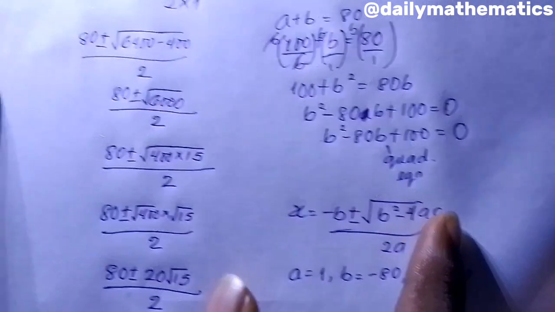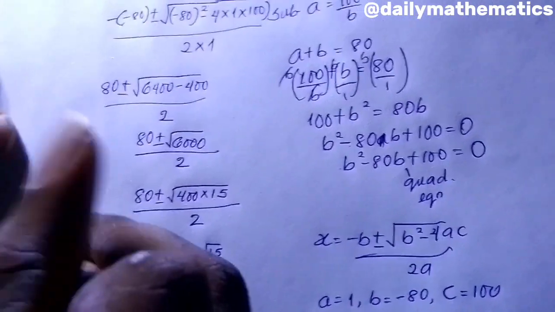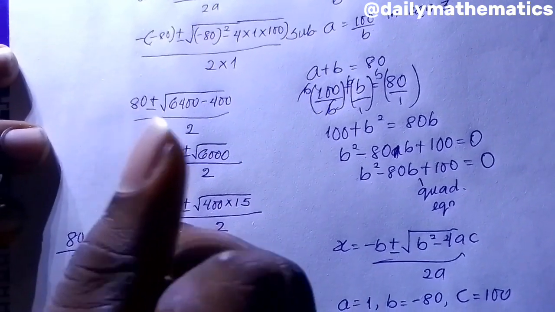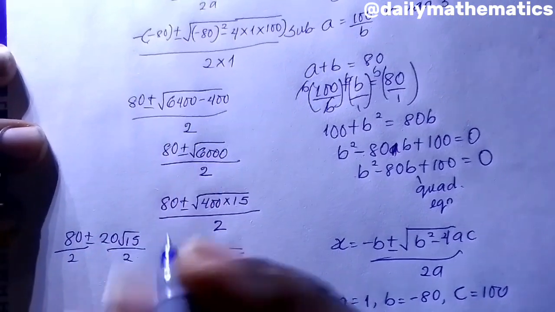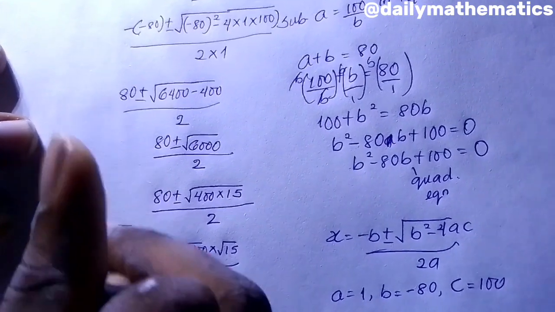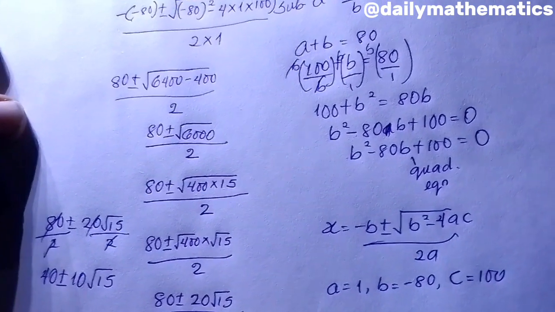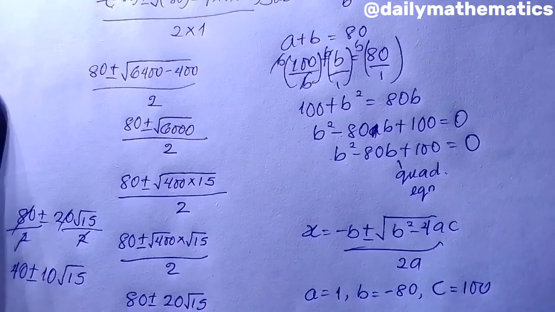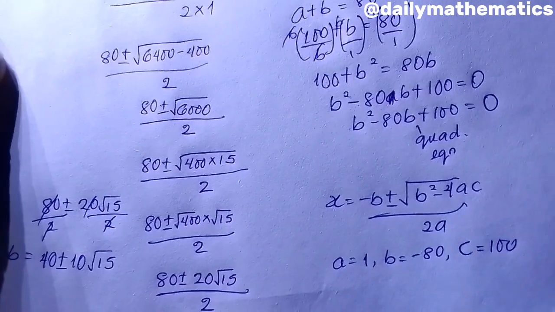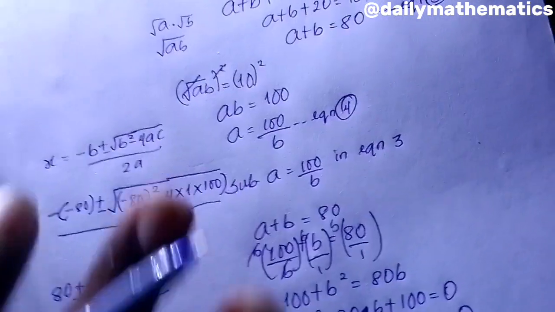So from here we are going to split the fractions. Let's just do it here. So we have 80 over 2 plus or minus 20 root 15 over 2. So 2 cancels 2, we have 40 plus or minus, 2 into 20, we have 10 root 15, right? That is to find b. So b equals 40 plus or minus 10 root 15. That's giving us two answers that we're going to write up here.